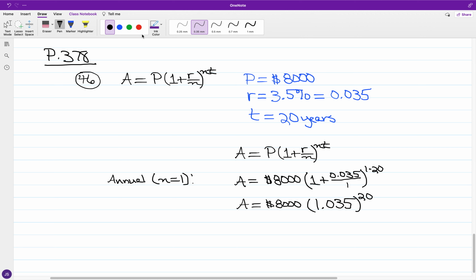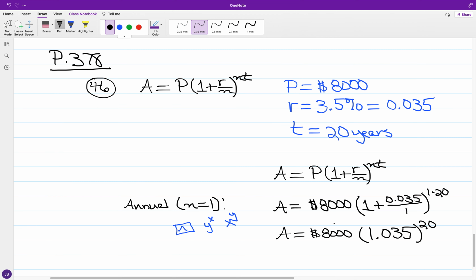For taking 1.035 to the 20th, for a lot of models, you might have the caret symbol in many of the TI models. And for some of the other scientific calculators like Casio, Texas Instruments, you might have a secondary function that applies to exponents, and it might be in the form of y to the x or even x to the y. So it's going to be one of those characters involved.